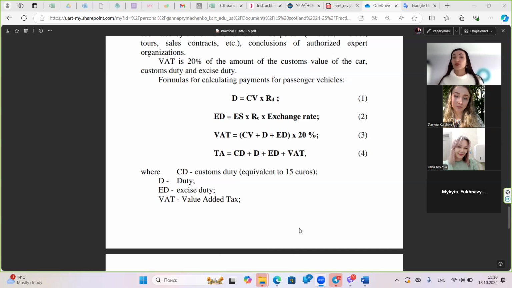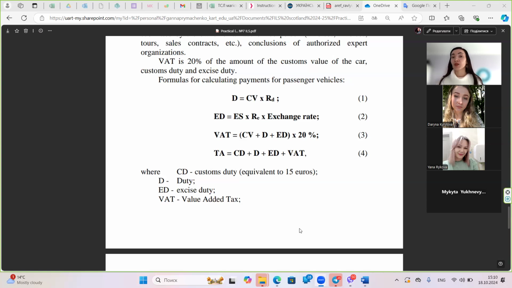If you calculated these formulas, it is the answer for our task 4.1. So you can write that answer, and we need to pay, the result of our formula number 4.